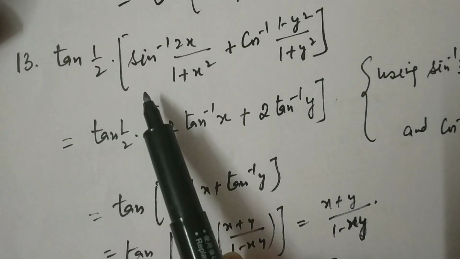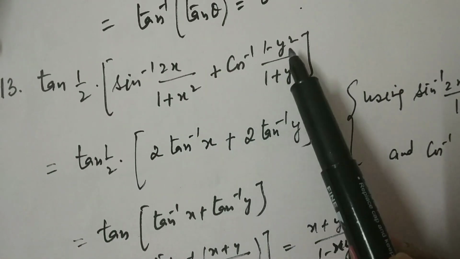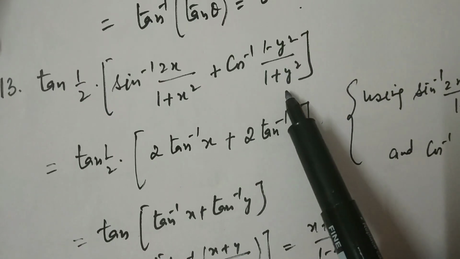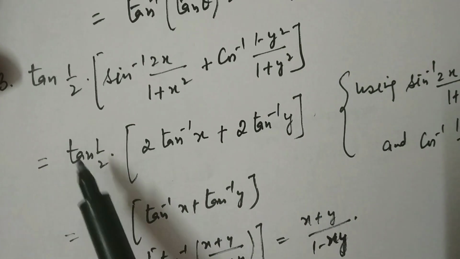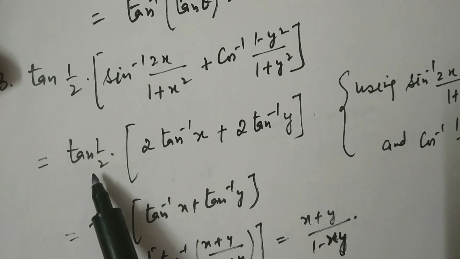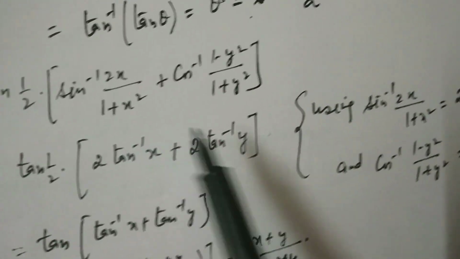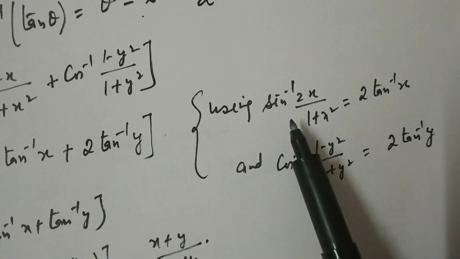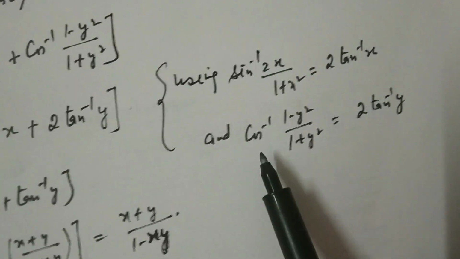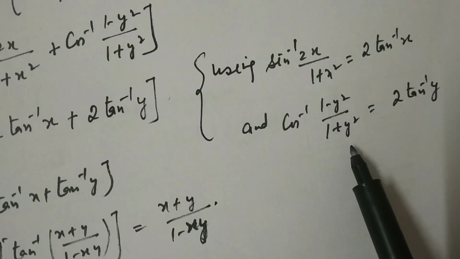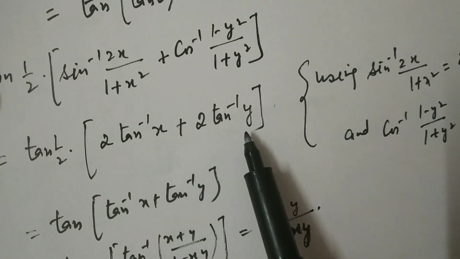This is tan of half sine inverse 2x upon 1 plus x square plus cos inverse 1 minus y square upon 1 plus y square. I make it very simple. I keep it as tan half outside, and inside the bracket, since I know the formula, 2 tan inverse x can be written as sine inverse 2x upon 1 plus x square, and 2 tan inverse y can be written as cos inverse 1 minus y square upon 1 plus y square. So using that formula, I have put the values here.